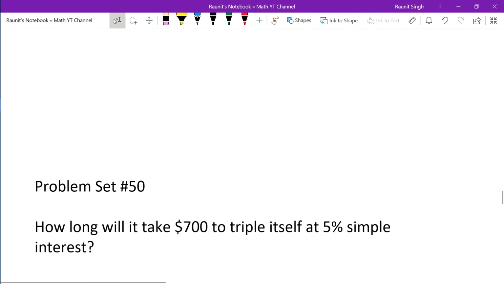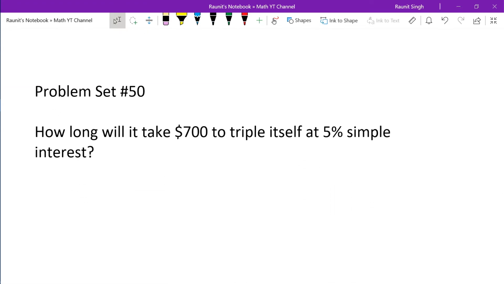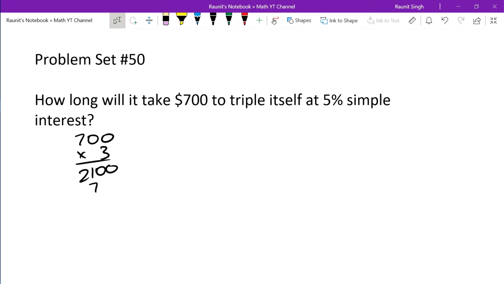Next problem. So the next problem is, how long will it take $700 to triple itself at 5% simple interest? So tripling $700 is basically doing 700 times 3, which is equal to 2100. And we need to gain $1,400 in order to get to the $2,100 for the tripling of the $700.